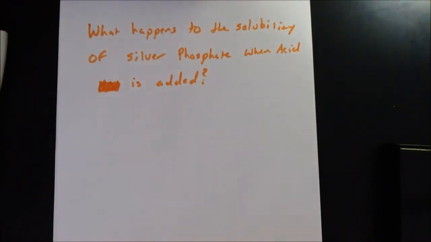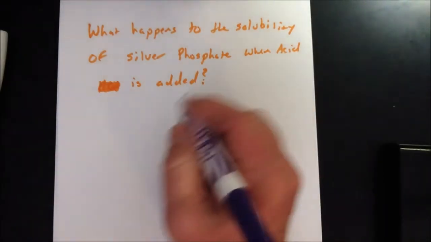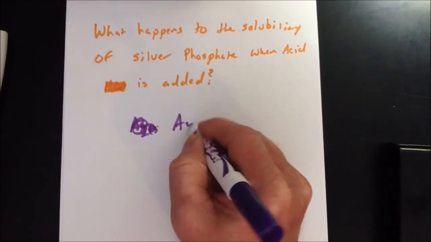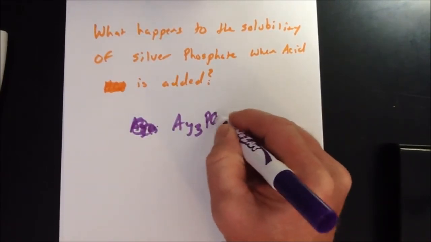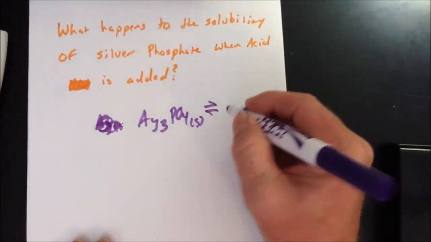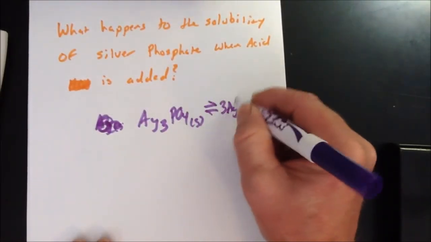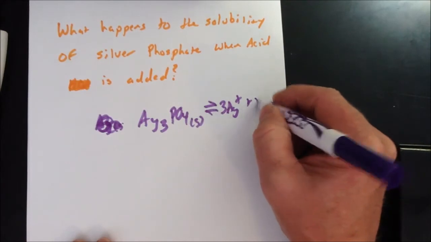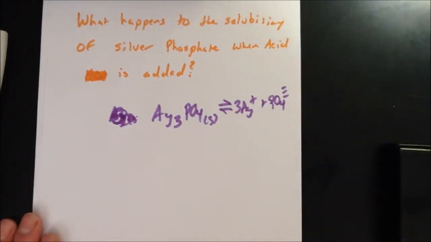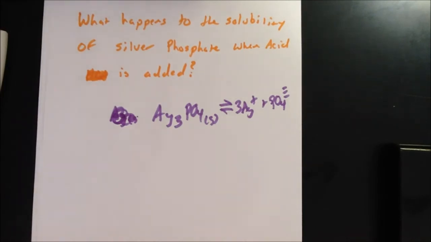Alright, next one, what happens to the solubility of silver phosphate when an acid is added? So this is also another just qualitative question. So we've got Ag3PO4 solid, got ahead of myself, and 3 Ag plus, and PO4 3 minus. And so when we add an acid to this, first off, do we see H plus?